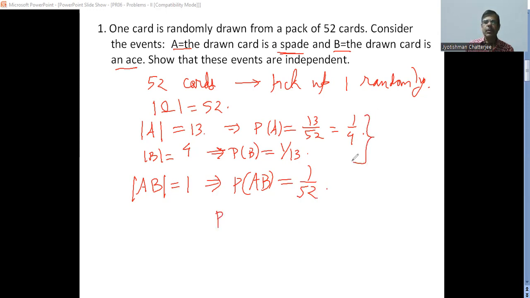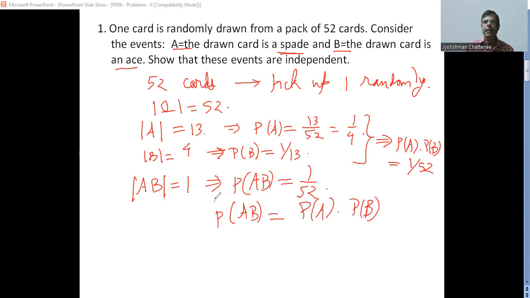After this calculation, we can see that PA into PB is also equal to 1 upon 52. That's why PAB equal to PA into PB. In other words, the condition for independence is satisfied. Hence, A and B are independent. So we have solved this problem.